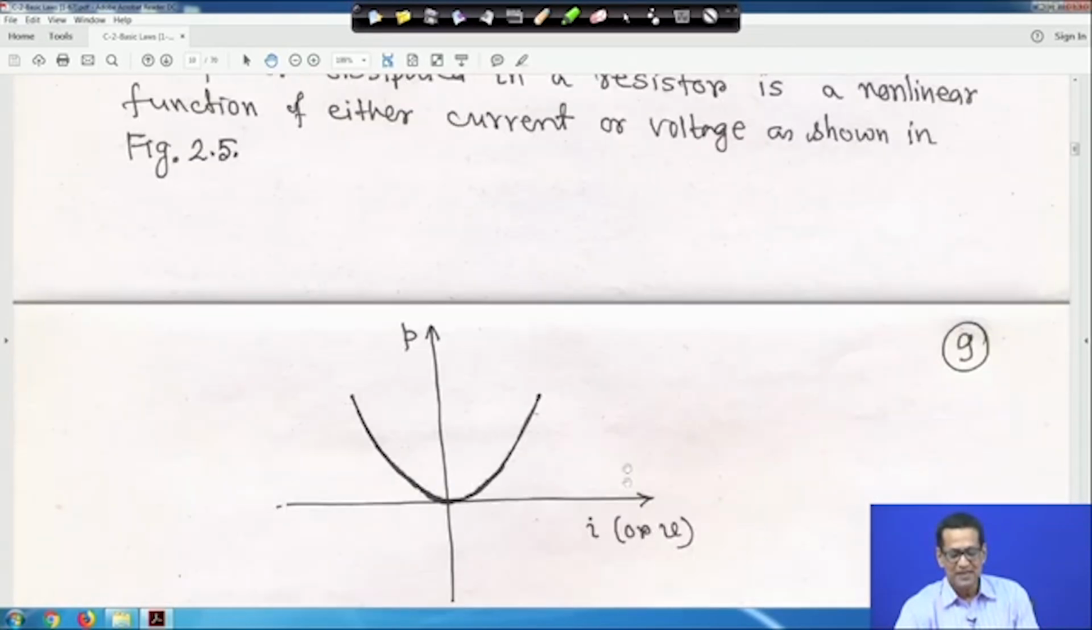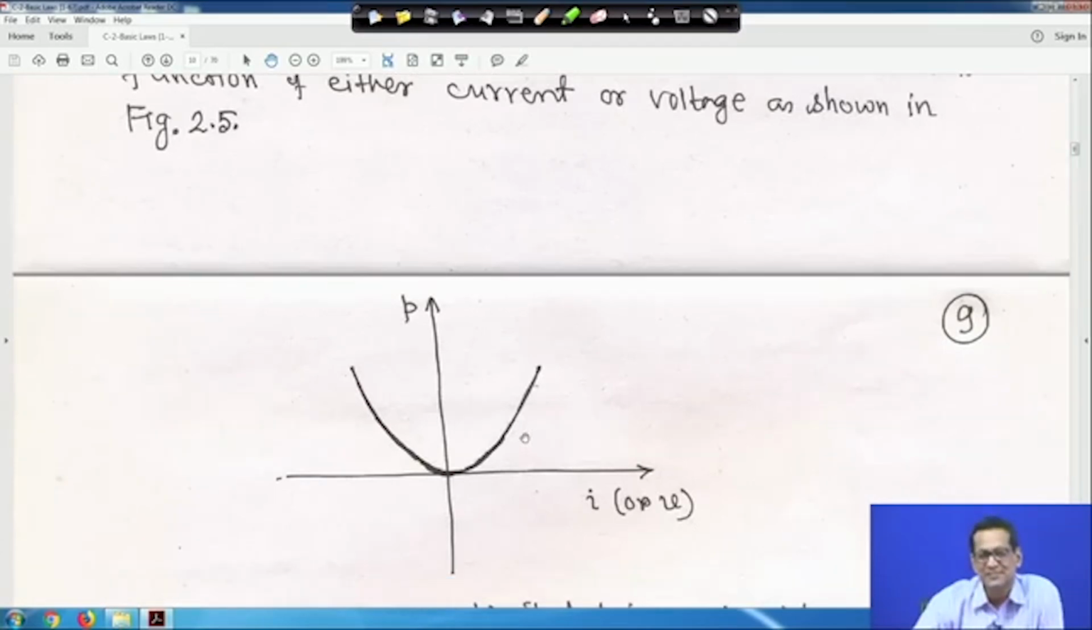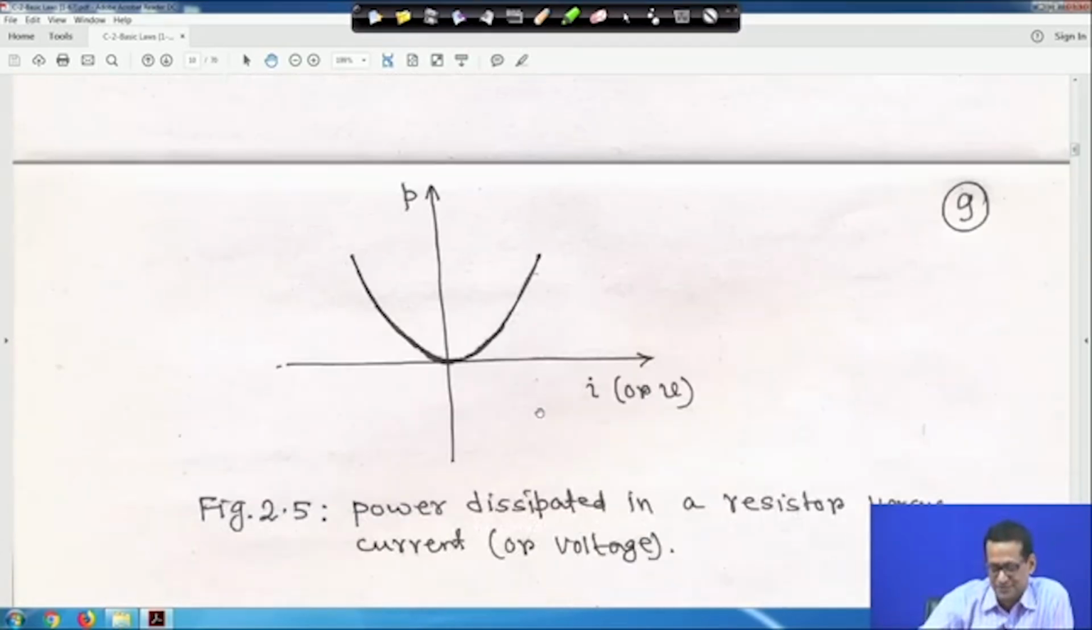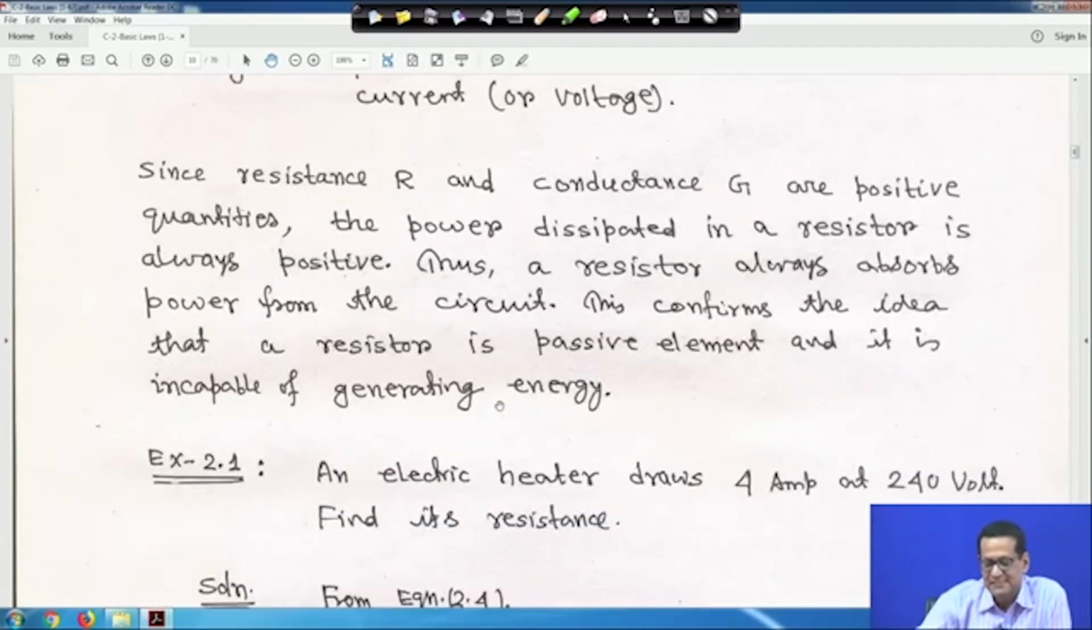So, its graph, whether you plot I or V against power, is a parabolic function, as I have drawn it. Since resistance R and conductance G are positive quantities, the power dissipated in a resistor is always positive. Thus, a resistor always absorbs power from the circuit. This confirms the idea that a resistor is a passive element and is incapable of generating energy. This is very important for you.